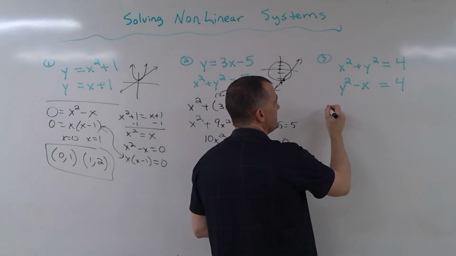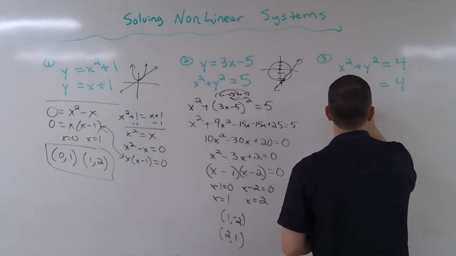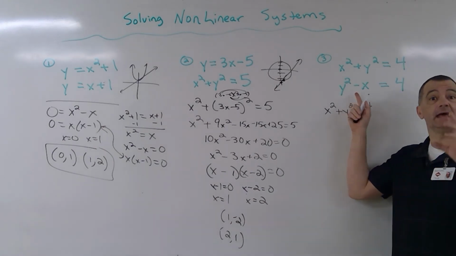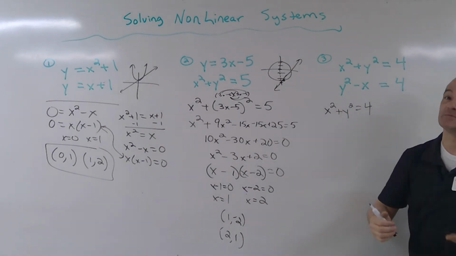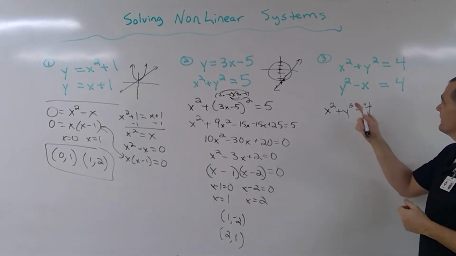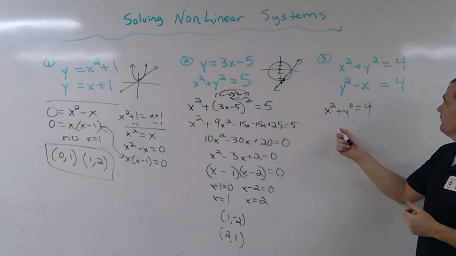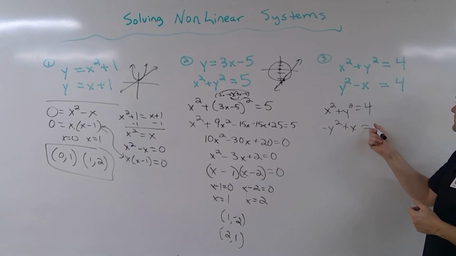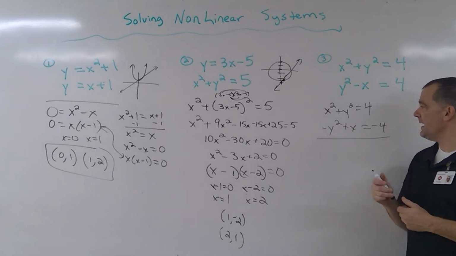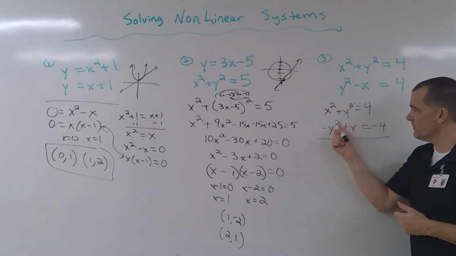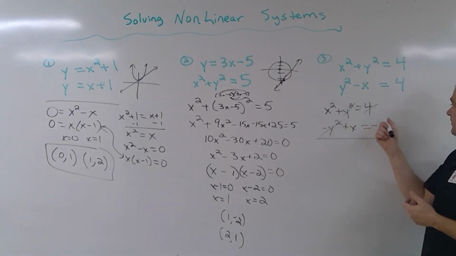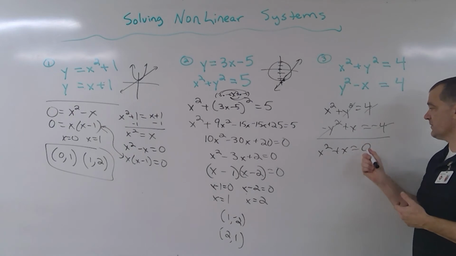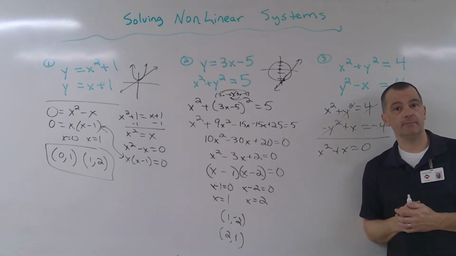Like I said, I'll use elimination. What I'm going to do is keep this x squared plus y squared equals 4. And I'm going to multiply this equation by -1 and add them together, as opposed to subtracting. That just makes me feel better. So if I multiply this by -1, I get -y squared plus x equals -4. So what happens here very quickly is my y squared minus y squared are gone. 4 minus 4 are gone. So I'm left with x squared plus x equals 0.